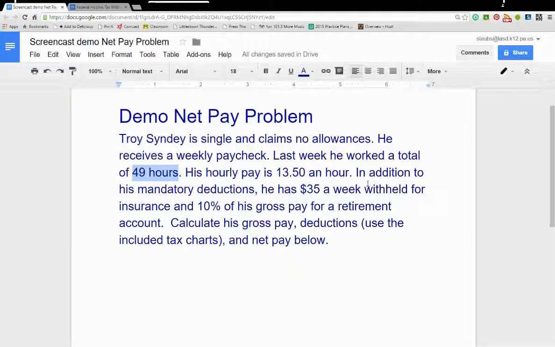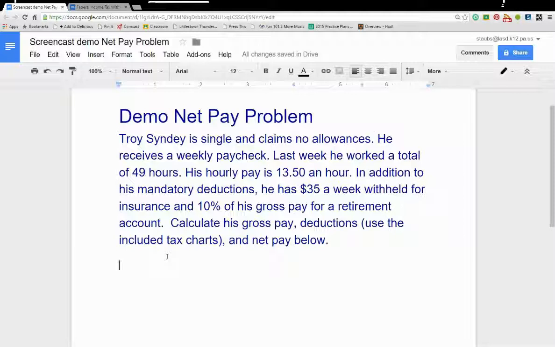He has the mandatory deductions like every other employee. And he's also taking $35 out a week for insurance, and he's saving for a retirement plan, which he's putting 10% of his gross pay into a retirement account. So I'm going to come down here and set up my document. I'm going to set a right tab at 4 inches and another right tab at 5.5.